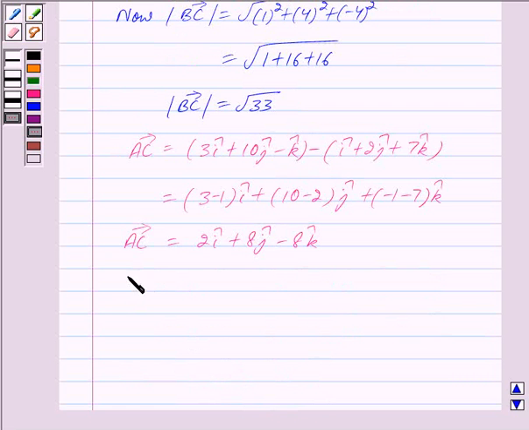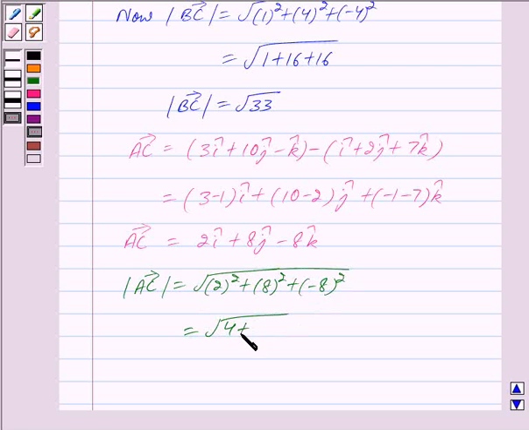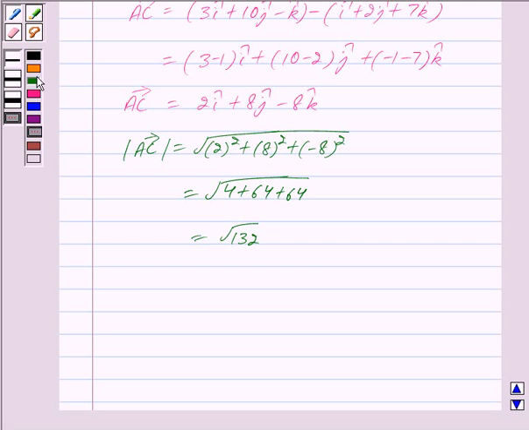So we get mod of vector AC is equal to under root of 2 square plus 8 square plus (minus 8) square, and this is equal to under root of 4 plus 64 plus 64, which is equal to under root 132. We can write this as: this implies mod of vector AC is equal to 2 root 33.